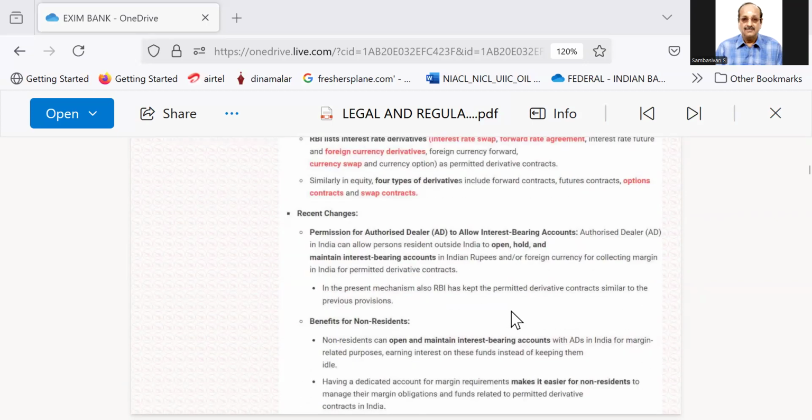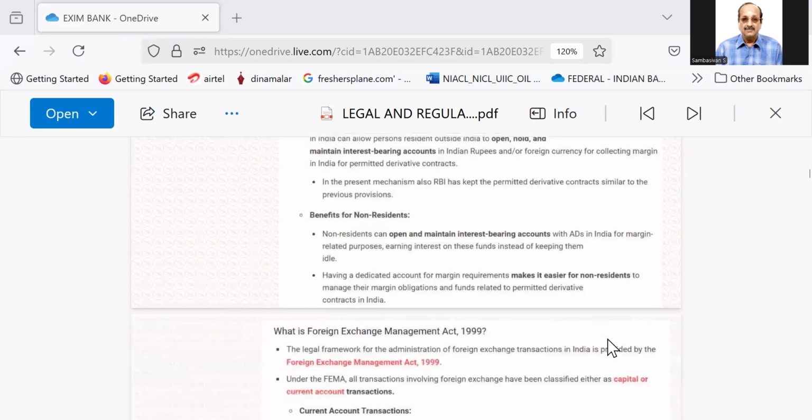Benefits for non-residents: non-residents can open and maintain interest-bearing accounts with authorized dealers in India for margin-related purposes, earning interest on these funds instead of keeping them idle. Having a dedicated account for margin requirements makes it easier for non-residents to manage their margin obligations and funds related to permitted derivative contracts in India.